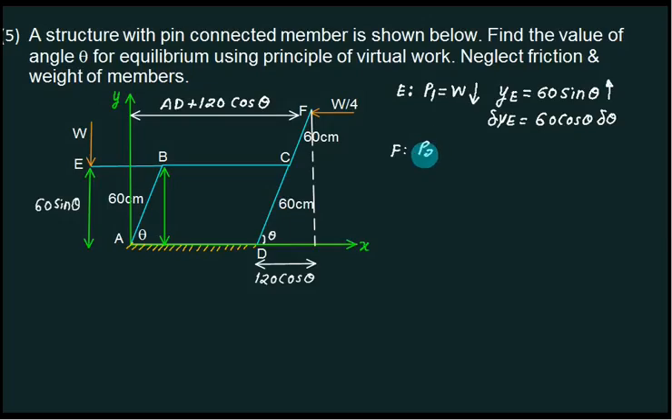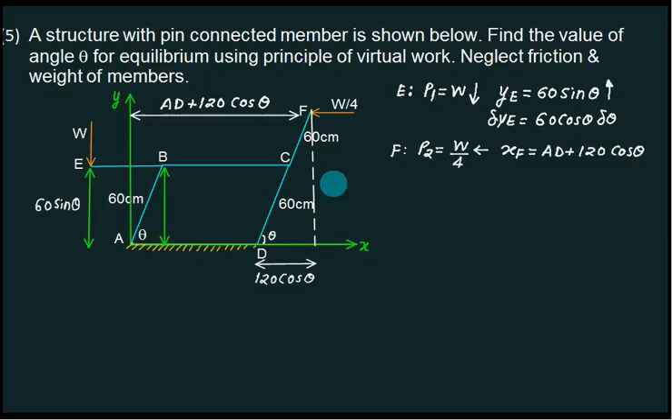Point we have at F. Force is P2, which is W by 4. W by 4 is leftward. Leftward is horizontal, so I require the horizontal distance XF. What is the horizontal distance of XF? It is AD plus 120 cos theta.